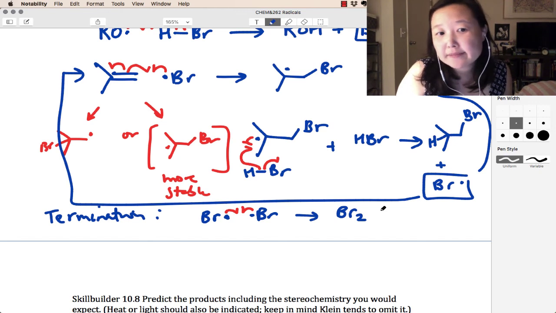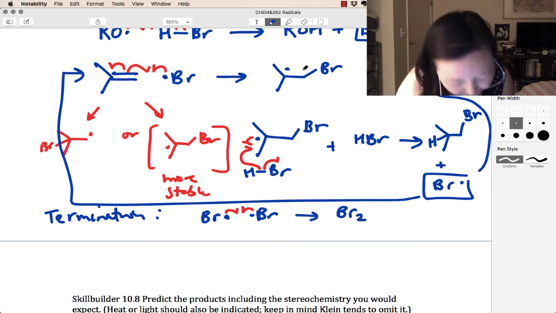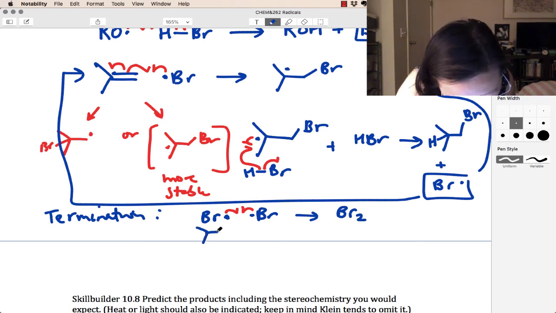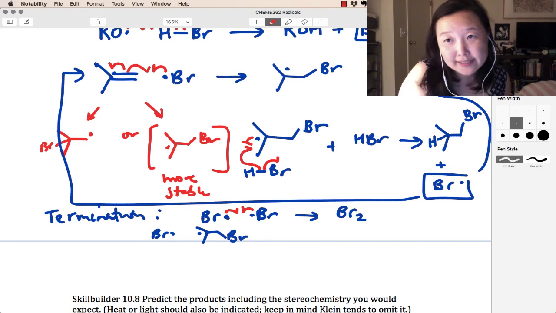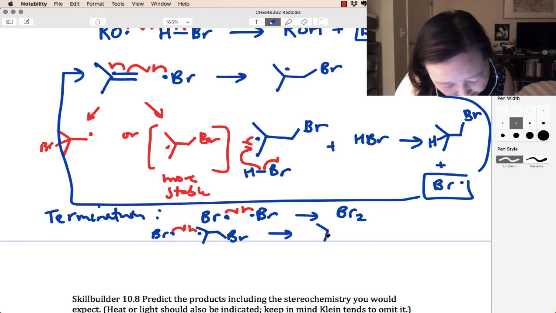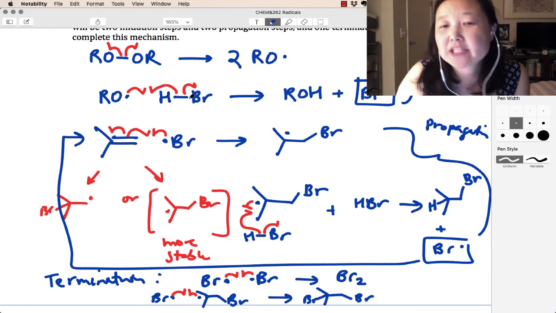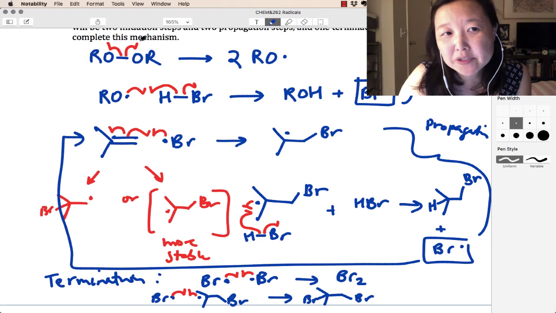And then another possible termination step: any two radicals that you have can get together. So this guy here could potentially get together, and we could have bromine radical here react with that potentially to give you a small amount of this side product as well, which is the dibromo compound. But remember, we try to have a small amount of Br radical as opposed to HBr, and that's because Br radical is produced by reaction with the peroxide.